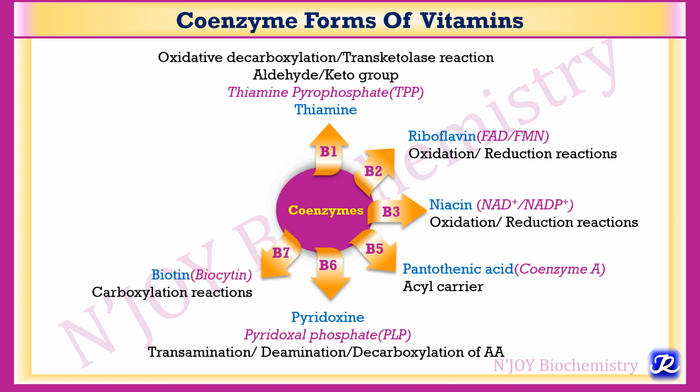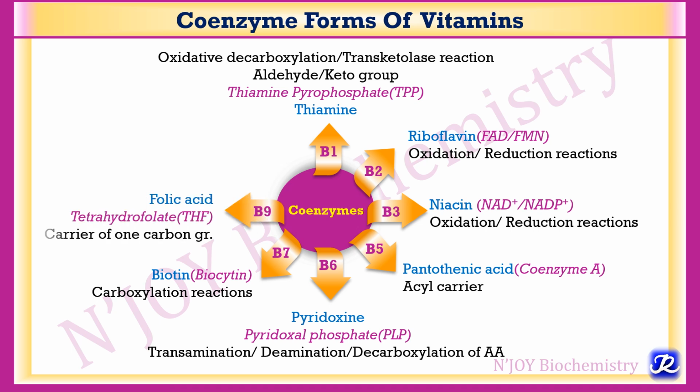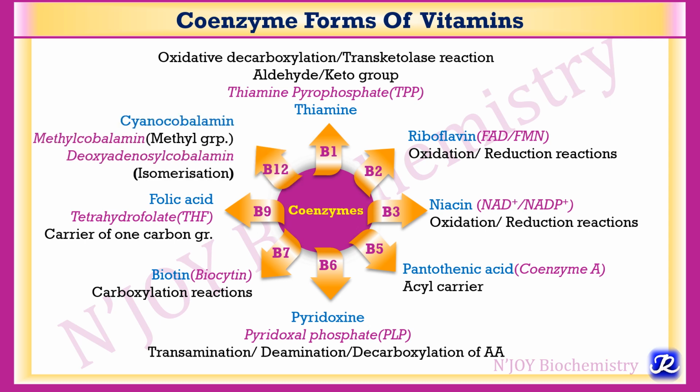Vitamin B7, that is biotin, and biocytin is the coenzyme form of biotin. It is involved in carboxylation reactions. Vitamin B9, that is folic acid, and tetrahydrofolate is the coenzyme form of vitamin B9 and it is the carrier of one carbon group. Vitamin B12 is called cyanocobalamin, and there are two coenzyme forms: methylcobalamin, which is involved in the transfer of methyl group, and deoxyadenosylcobalamin, which is involved in isomerization.